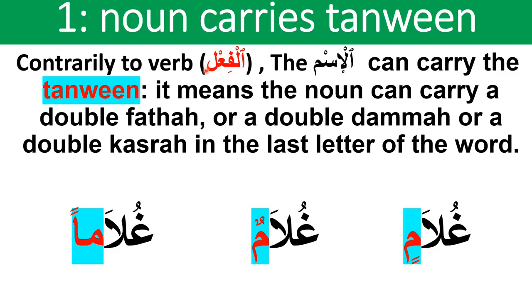Contrarily to the verb al-fi'l, the ism can carry the tanween. It means the noun can carry a double fatha, a double dhamma, or double kasra in this last letter of the word. غلام, غلام, غلاما.